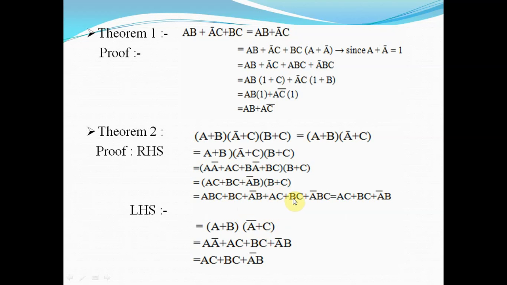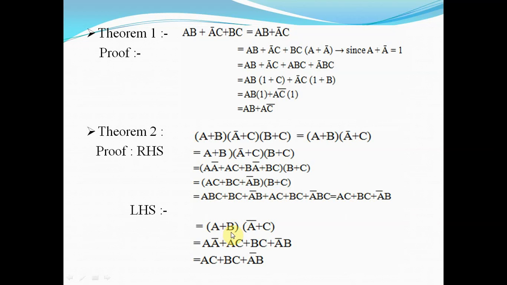Because instead of the two BC terms we are getting a single BC, we get BC common from the first, second and third terms. What will remain? BC inside the bracket, 1 plus A. So 1 plus A becomes 1. So BC as it is, AC as it is, and A bar B. Let's go with these terms.